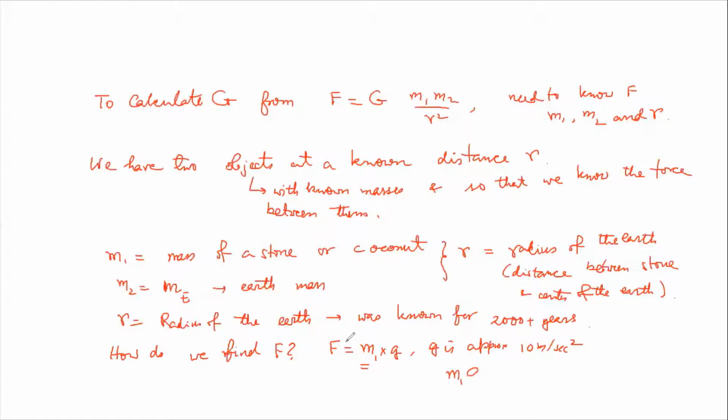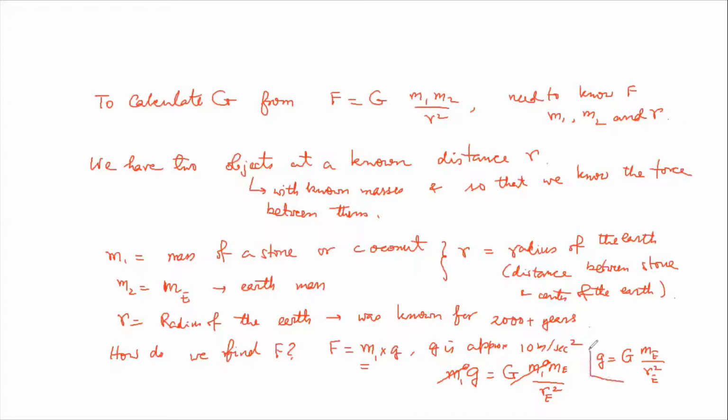So you can write m1 times g equal to capital G times m1 times the mass of the earth, divided by the radius of the earth square. And now you see m1 and m1 cancel out. You don't really need to measure the mass of the coconut or the stone. And you get g equal to capital G times M_E by R_E square.